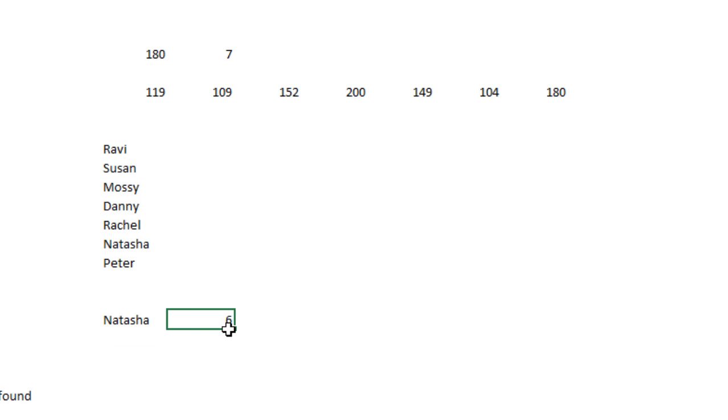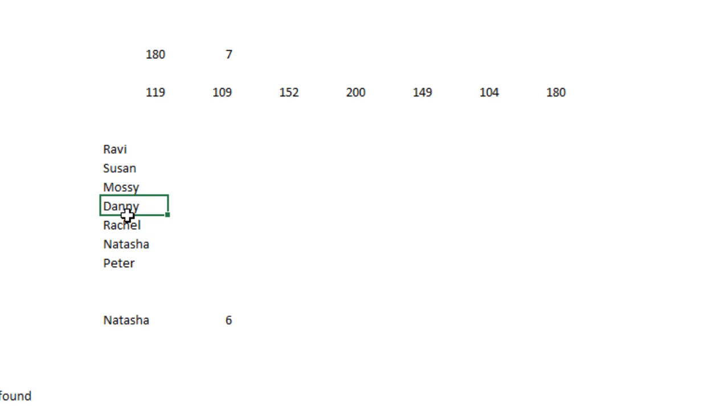Well, a couple of things that you have to be careful about in the match function. Let's say there are two Natashas here. So if I change the name of Danny to Natasha, it's going to find the position of the first Natasha, not the second one, right? So match only finds the position of the first value found.